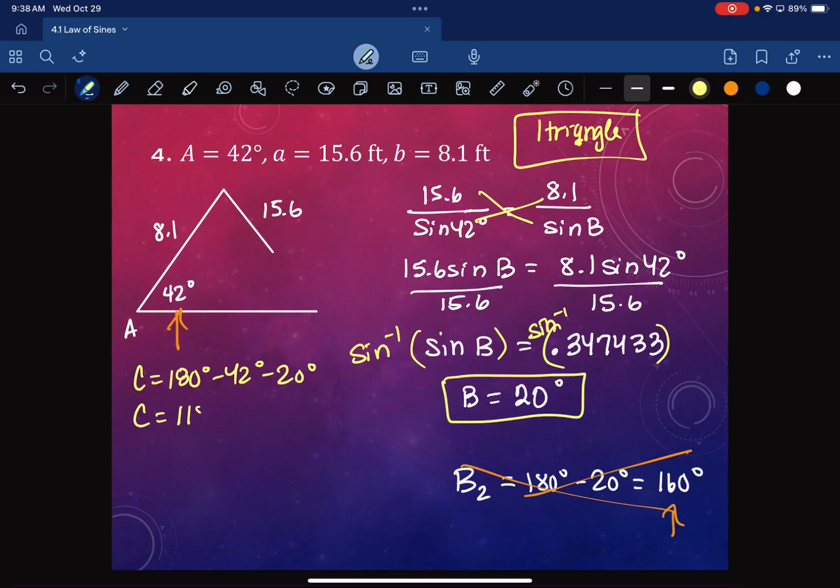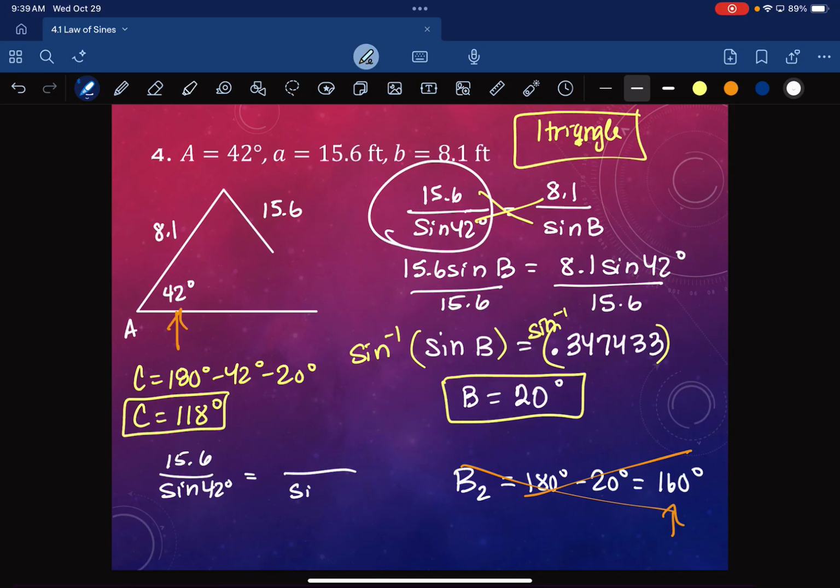118 is what I have as well. Angle C is 118. I need to find one more piece of information. It is side C. So I have the same thing I started with, the 15.6 over sine of 42. But now I'm doing problems like we started with today. I have the angle. Sine of 118 is going to go on bottom, and it's the side that's missing on top. So when I solve this, what do I need to do?